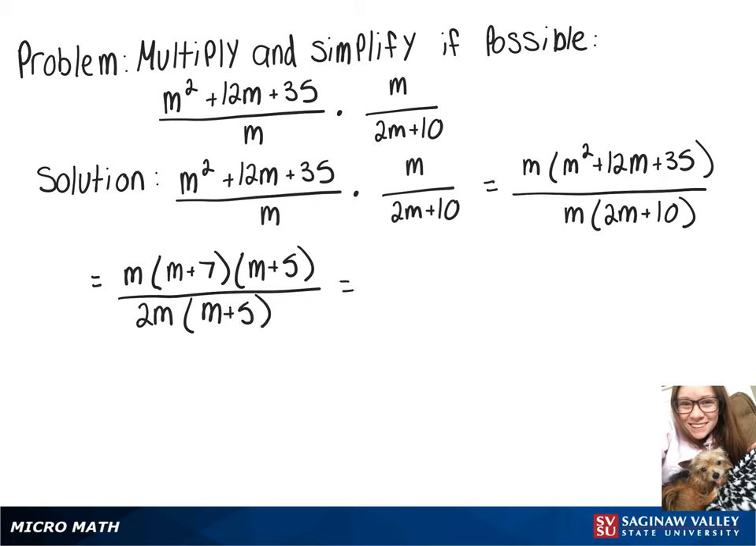We can rewrite this as m over m times (m plus 5) over (m plus 5) times (m plus 7) over 2. Now our m over m and (m plus 5) over (m plus 5) are equal to 1, so they'll cancel out, leaving us with (m plus 7) over 2.